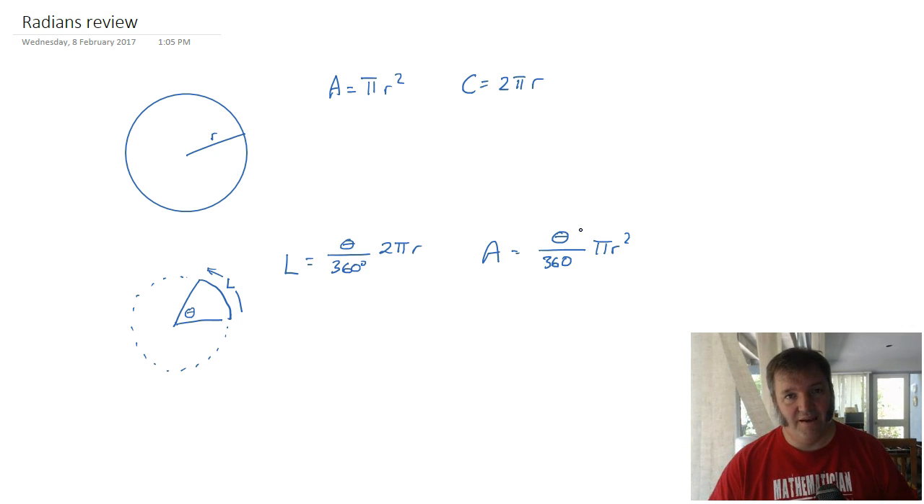Why do degrees hold us back? Because they are not real numbers. They're not in our base 10 number system. They don't fit on our number line in the same way. They don't represent the same thing.